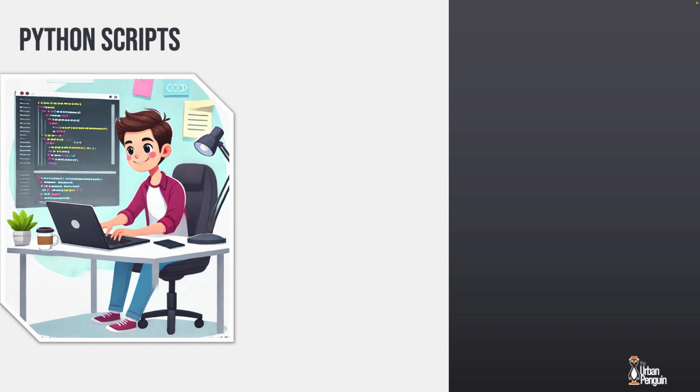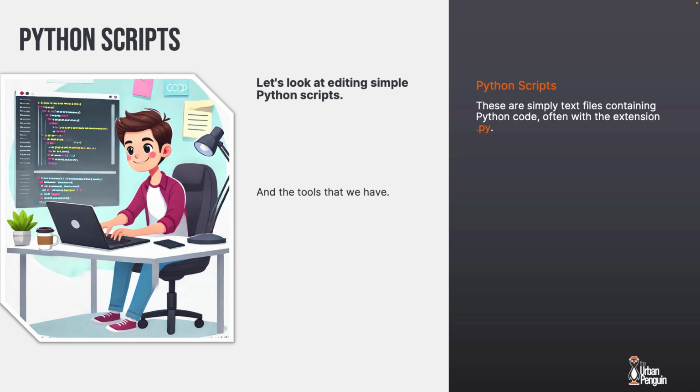So of course we've got Python up and running on our system now, but we need to look at creating scripts. So we're going to look at editing our Python scripts and seeing what tools we have and what Python scripts actually are. Well, they are simple text files. Often they will have the extension .py for Python.